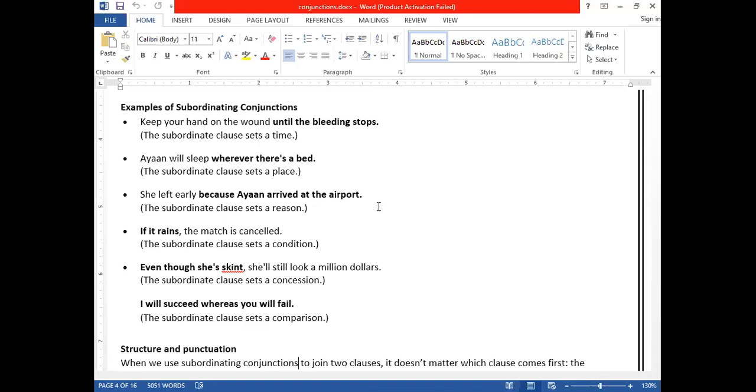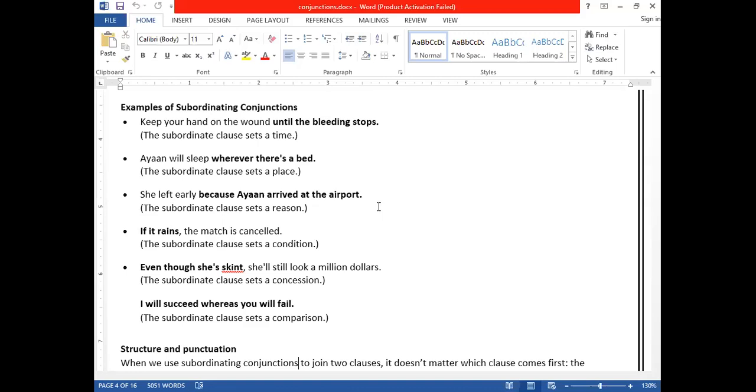The bleeding stops. Now the second one: Ayan will sleep whenever there is a bed. Can you see here? Ayan will sleep, one of the clauses. Whenever there is a bed, there is a bed. So we have got a subject. So "whenever" shows what? It shows a place. A subordinating conjunction to show us that of a place.